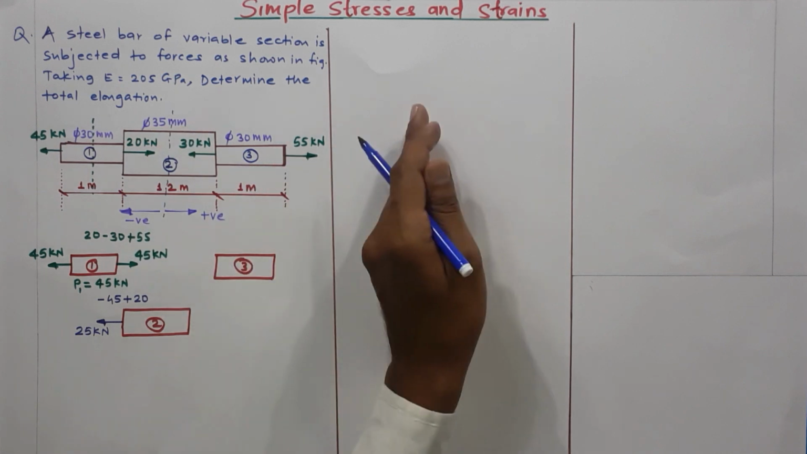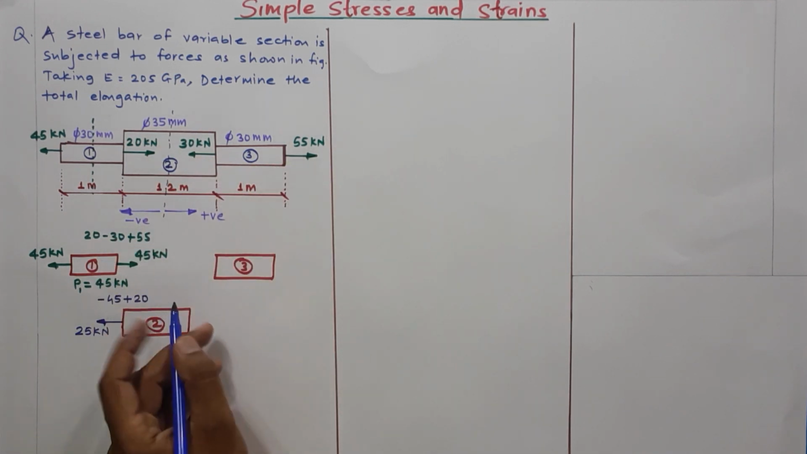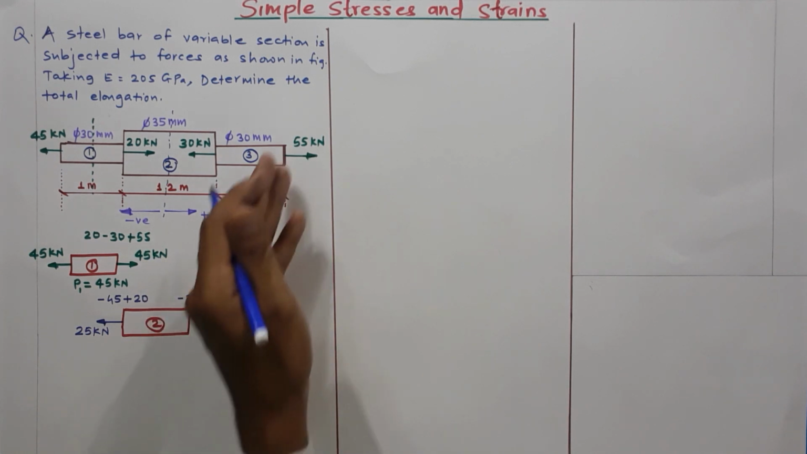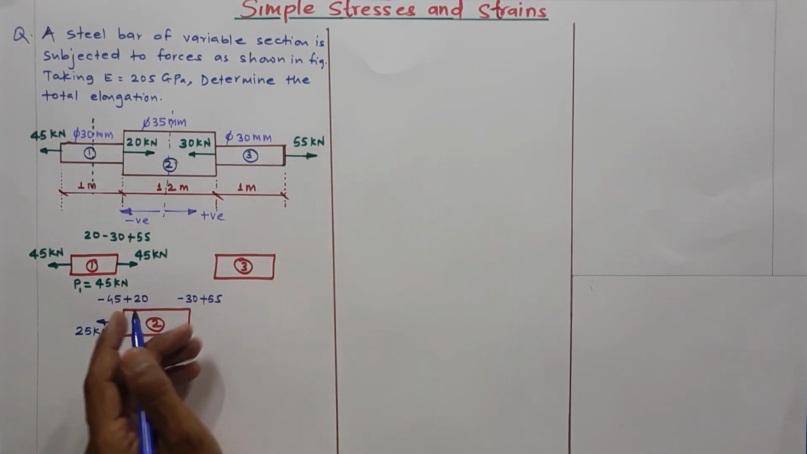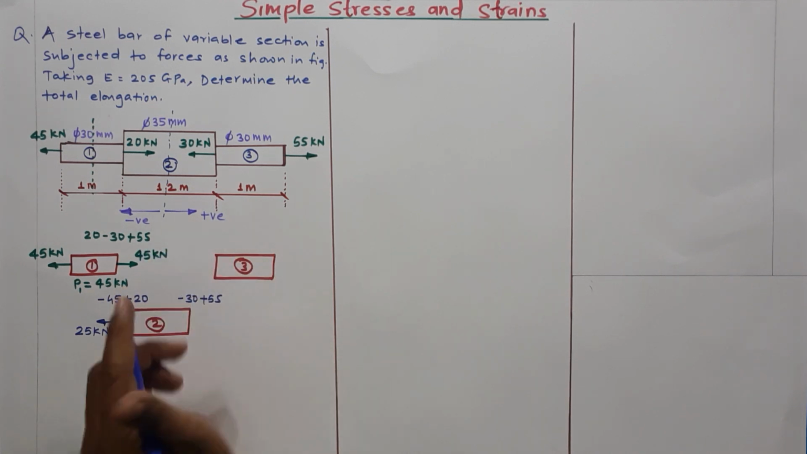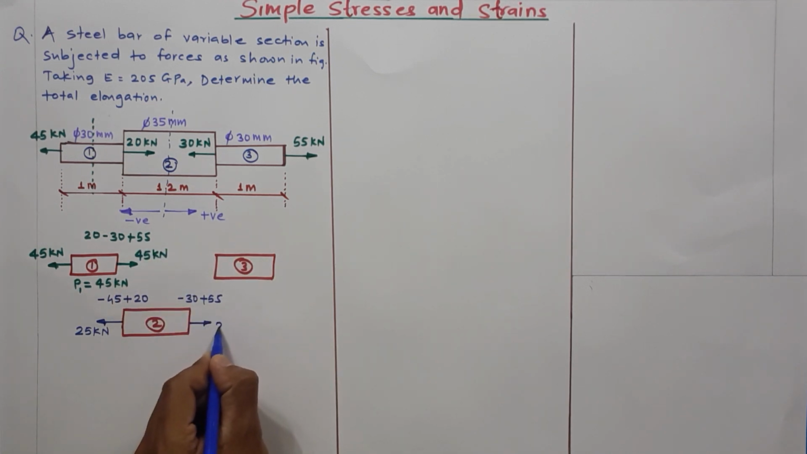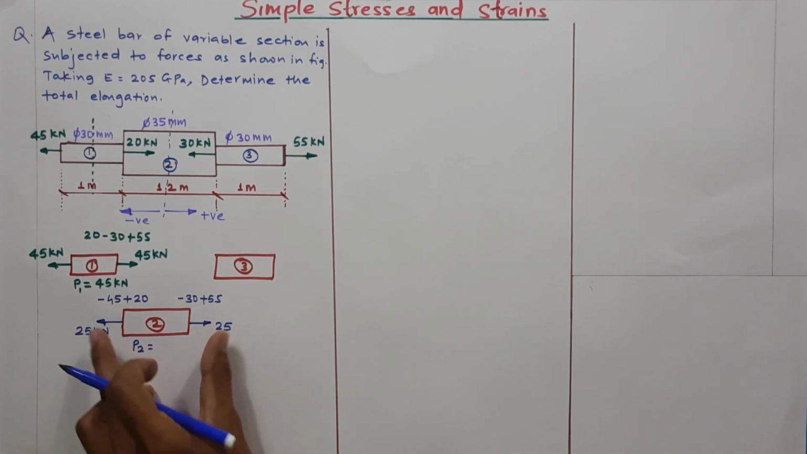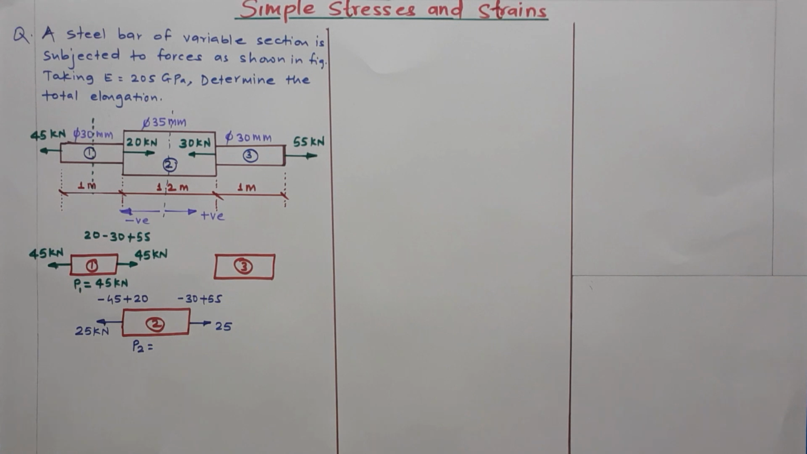Okay, let's see right side of forces. The right side force, that is 30 kilonewton, goes towards left, that is minus 30, and plus 55. It goes towards the right side, that is minus 30 plus 55, it is plus 25. Plus 25 means it goes towards the right side. Here we got force in second member or second part, that P2 is, again these two forces are pull type, that's why P2 is plus 25 kilonewton.